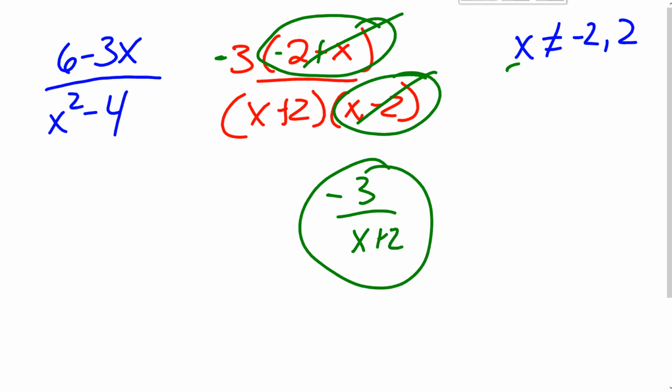And here are my restrictions. But at x equals positive 2, there's actually a hole in my graph at that point. Because now I can plug into the simplified one, though I couldn't plug into the original one. And so that means that there's a hole at 2, where at negative 2 there's a vertical asymptote. I really can't plug in negative 2.